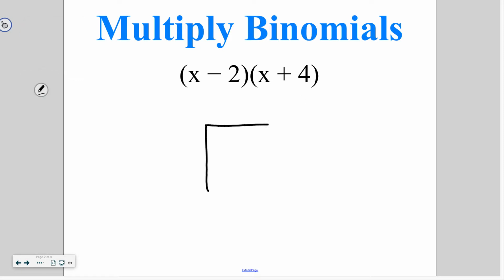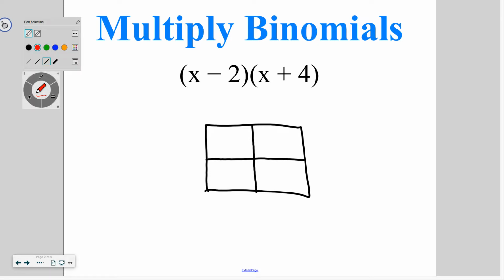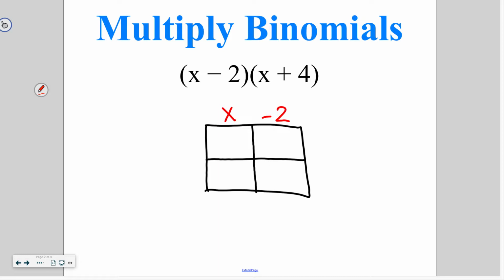So when we set this up, we're going to draw a box and we're going to split it in half for the terms here and in half for the terms over here. So I'm going to go ahead and say then my first term is x and my second term, including that negative sign, is -2. Then when I come over to the second term, my first one is x and my second one is +4, or we can just write 4.